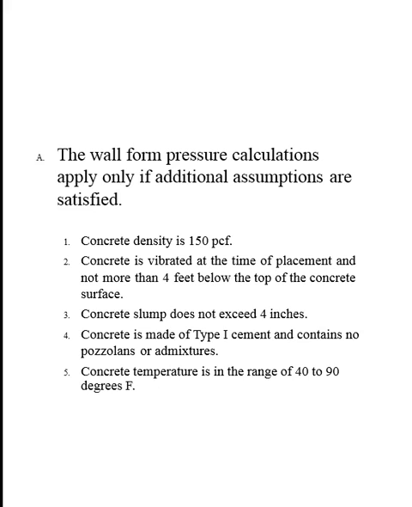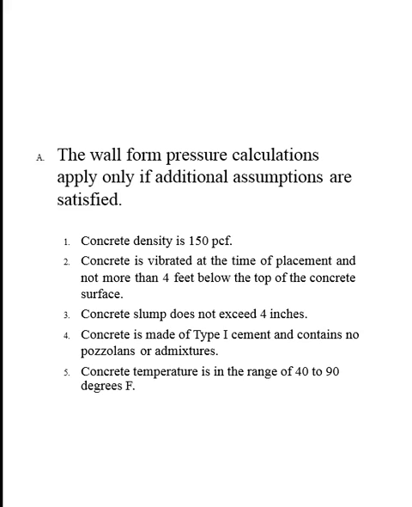And you have to keep in mind that if you're going to consider those pressure calculations, there are other assumptions. Concrete density is 150 pounds per cubic foot. You vibrate the concrete at the time of placement and not more than 4 feet below the top of the concrete surface. Okay, you got to keep moving the vibrator up. Why? Again, because it starts hardening, and if you vibrate into where it's hardening, you crack it. You just don't get the strength, and the concrete doesn't end up turning into that dead load that just applies downward.